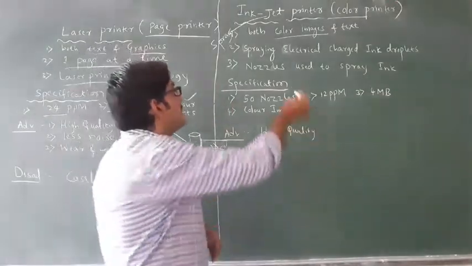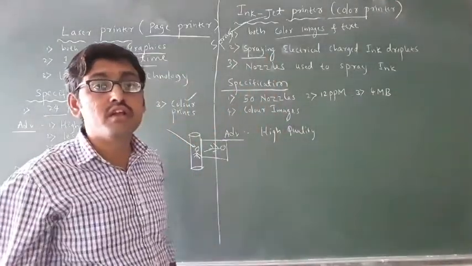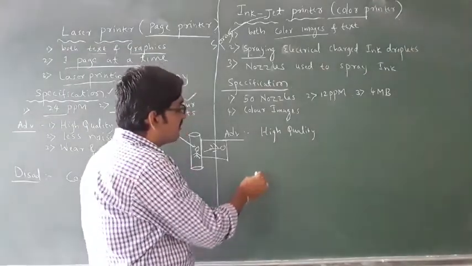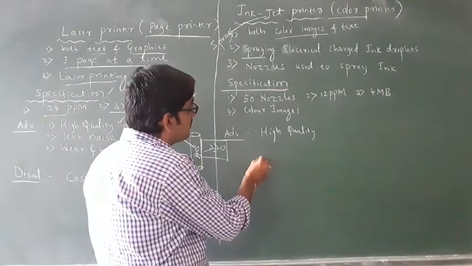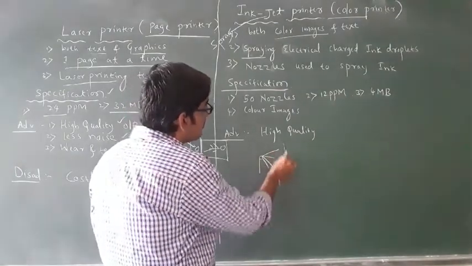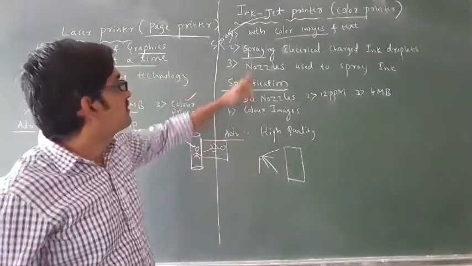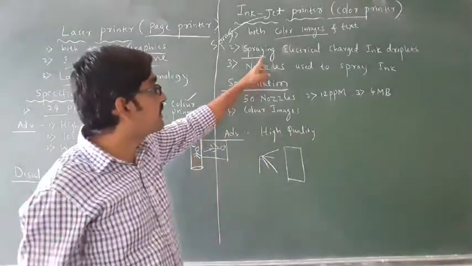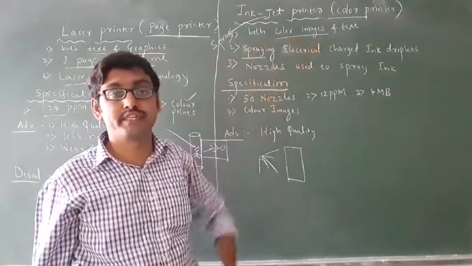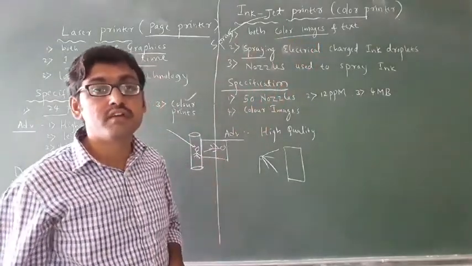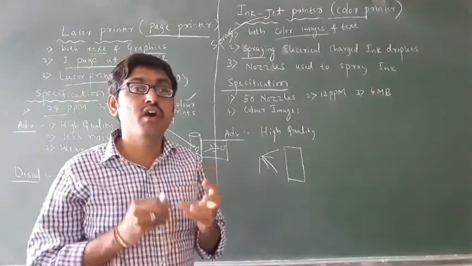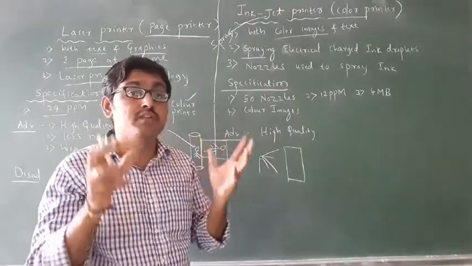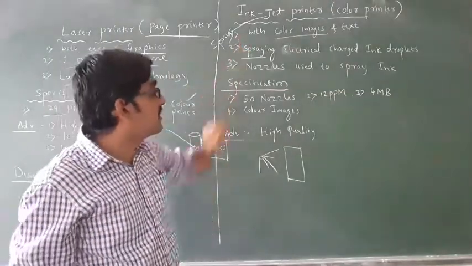Then see how it works. It has a spray. See how it produces dots and characters by spraying ink on the paper. It produces color images and characters by spraying electrically charged ink droplets. Electrically charged means very hot ink, which it sprays on the paper and produces the images. The inkjet printer has nozzles.